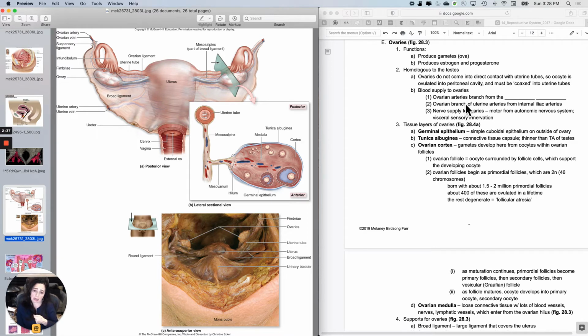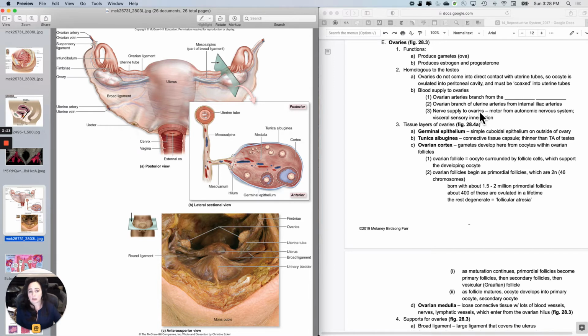Okay, let's talk about blood supply to the ovaries. There is an ovarian branch, and from which iliac arteries? I'll let you look it up. And then there's also another ovarian branch, from the uterine arteries. The nerve supply to the ovaries: they have motor innervation from the autonomic nervous system. They also have visceral sensory innervation, meaning that some women can actually feel it when they ovulate, and I'll show you how ovulation occurs in just a second.